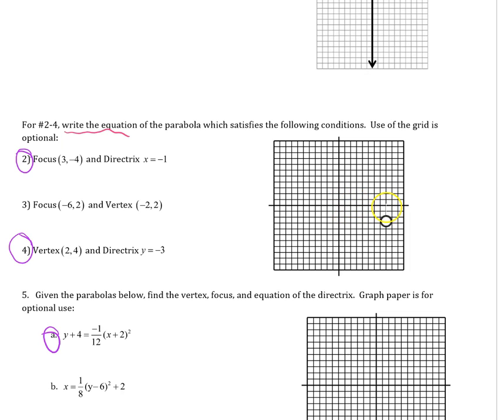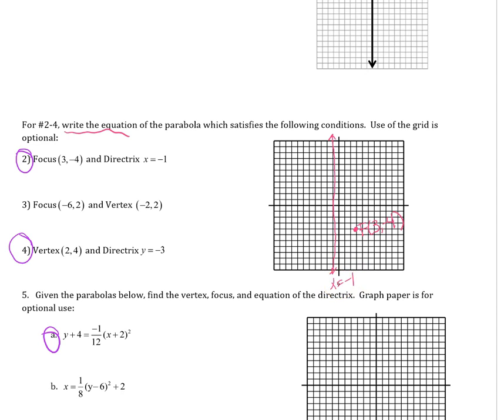So let's see. So right there, there's my focus. And I have a directrix at x equals -1. So whoops, x equals -1. I've got a vertical line going through roughly like that.